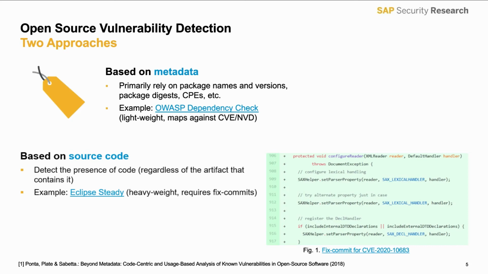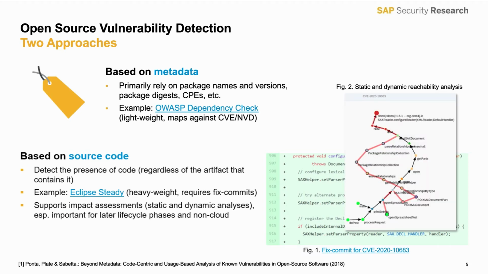A completely different approach uses instead source code level information, and Eclipse Steady belongs to this family. What Eclipse Steady does is it represents, first of all, a vulnerability in terms of the code level changes that were done to the source code in order to fix that vulnerability. With this information, Steady checks for the actual presence of the vulnerable snippet of code inside an artifact.